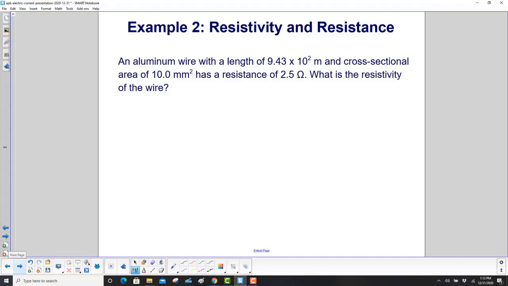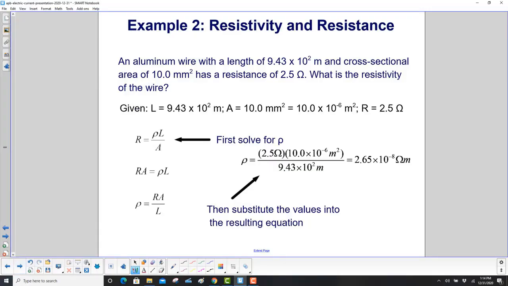An aluminum wire with a length of 9.43 times 10 squared meters and cross-sectional area of 10 square millimeters has a resistance of 2.5 ohms. What is the resistivity of the wire? We have our givens, length, area, but it's in square millimeters. The previous problem, we found that a square millimeter is 10 to the minus 6 square meter. So we plug that in. So we have 10 times 10 to the minus 6 square meters, and we have our resistance here.